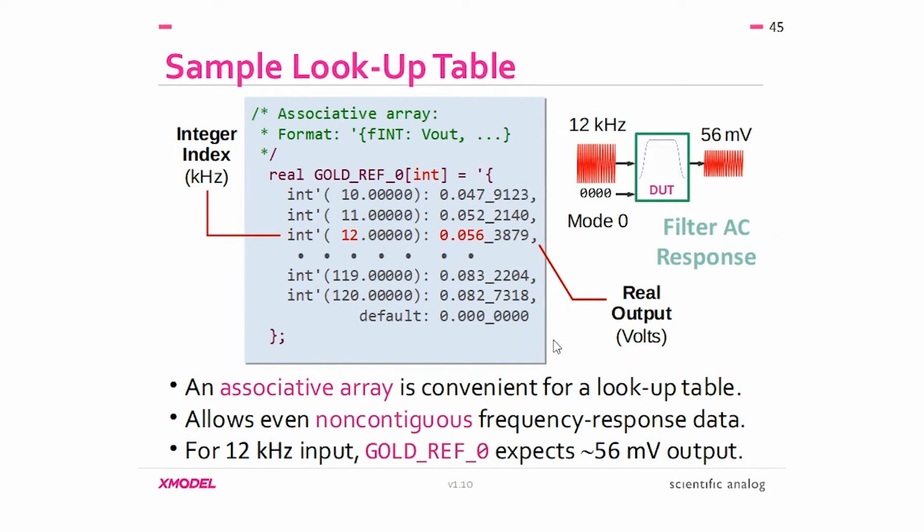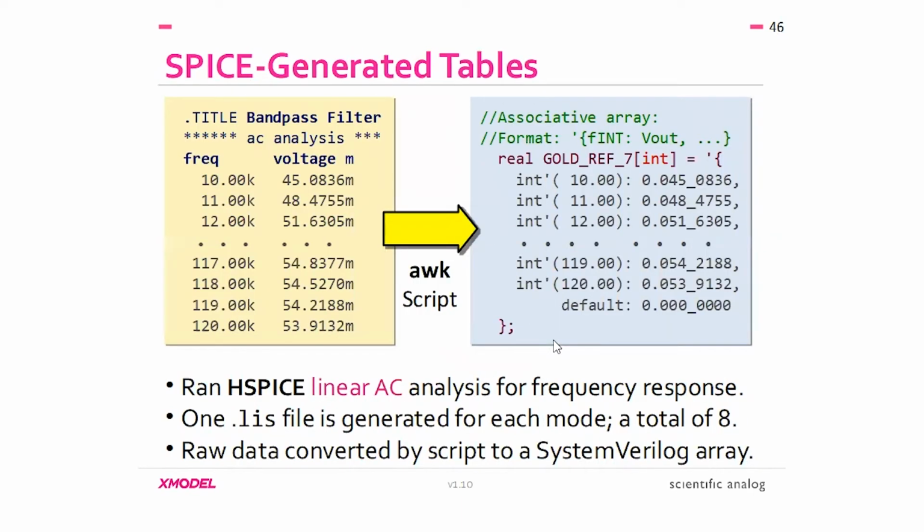These are large tables, over 100 lines, so we found it convenient to backtick include them as header files within the package called gold package that is imported to the scoreboard. How did we generate each lookup table? Well, we ran a linear AC analysis in HSpice, which generated a .lis file, a text file, which included this large table of frequencies versus voltages in millivolts.